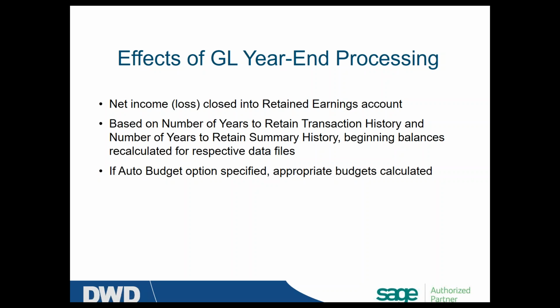So if I'm only retaining a couple of years of transaction history and a couple of years of summary history, when I go in to close into 2019, things that are 2017 and prior will get recalculated. And then if you've got auto budgets enabled, those budgets will get calculated for the new year.